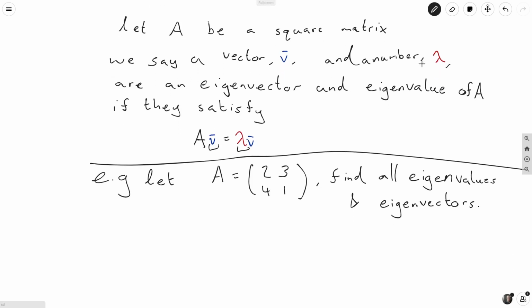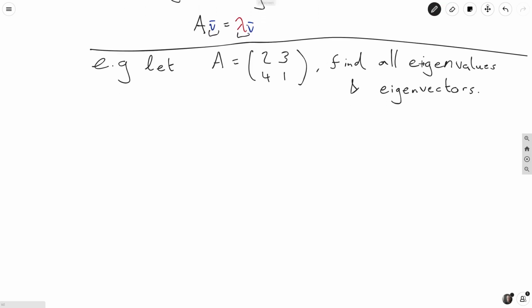Instead, we'll go through what we have to do in the form of an example, and hopefully we'll generalize from there. So we're going to let A be equal to the matrix 2, 3, 4, 1, and the aim for us is to find all eigenvalues and all eigenvectors. So how do we do this? Well, step one for all of these things is to compute the characteristic polynomial.